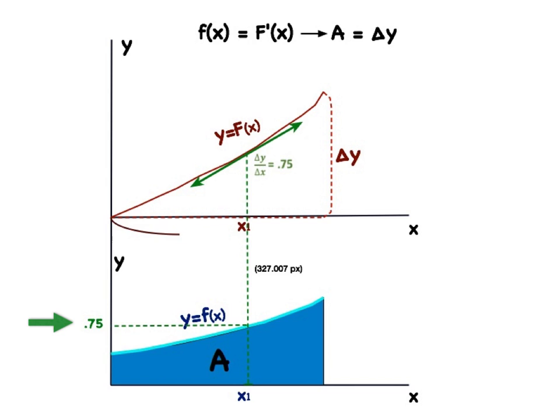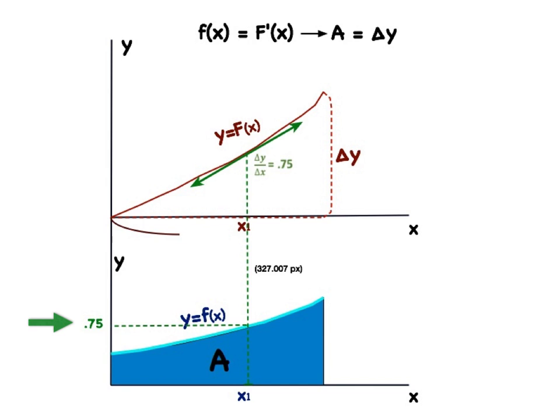So I'll say it again. If the curve on the bottom maps the derivative of the function on the top, then at any given point, in this case x1, the slope of the tangent of the parent curve, in this case 0.75, will be the same as the value at that very same point, x1, of the curve on the bottom, 0.75.